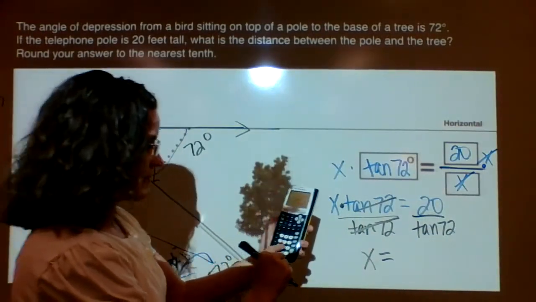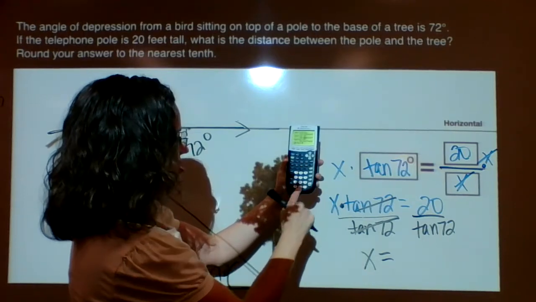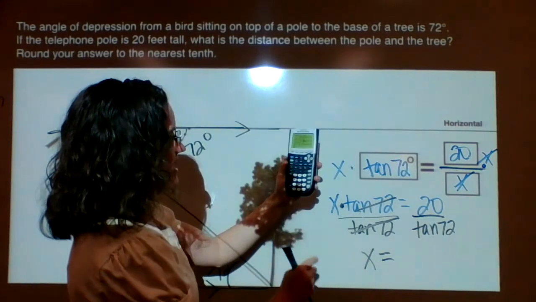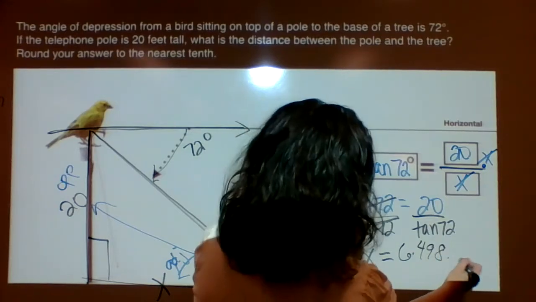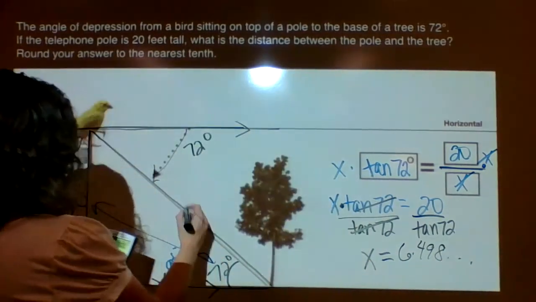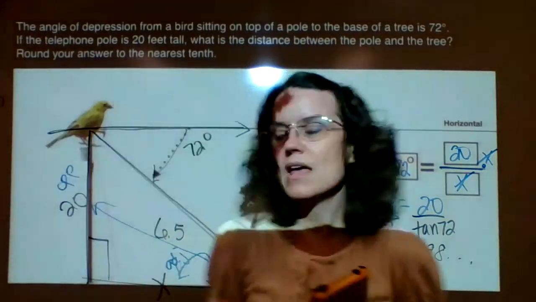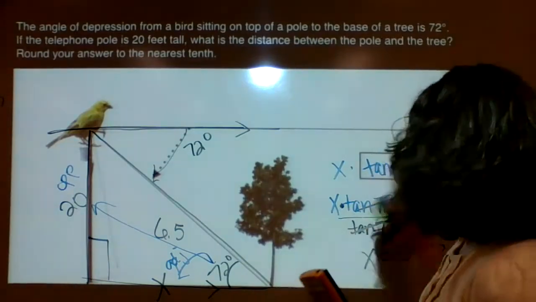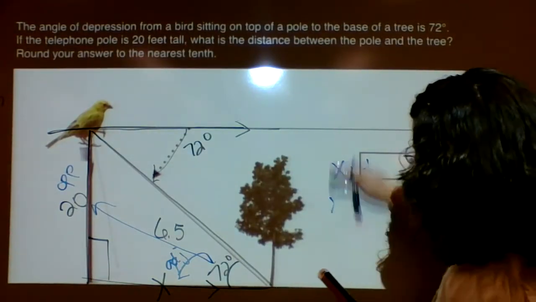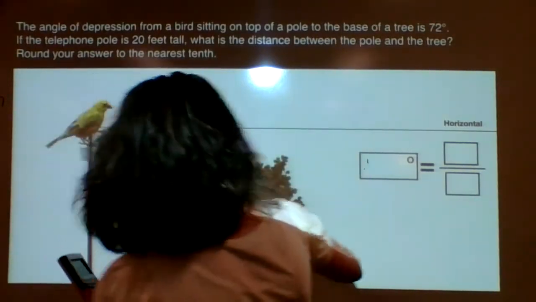And so I'm going to put that in my calculator, 20 divided by the tangent of 72, and it comes out to be 6.498, blah, blah, blah, so about 6.5. Alrighty? And so we have found this distance using our trigonometry. That's how you find a side in a word problem using our trig stuff.